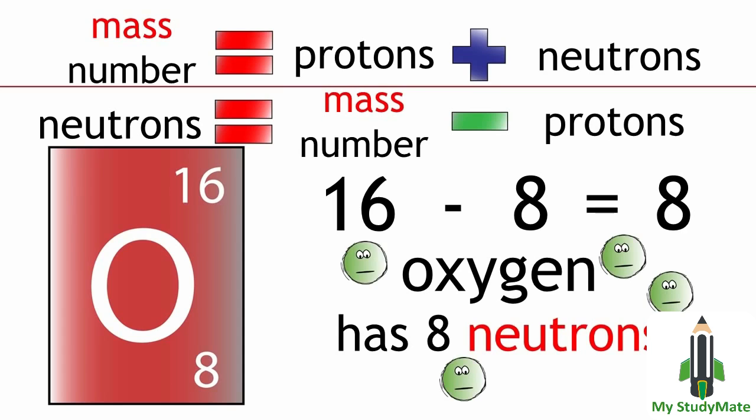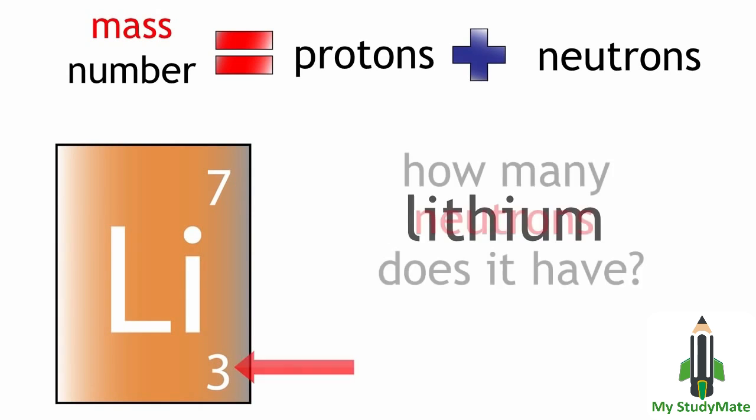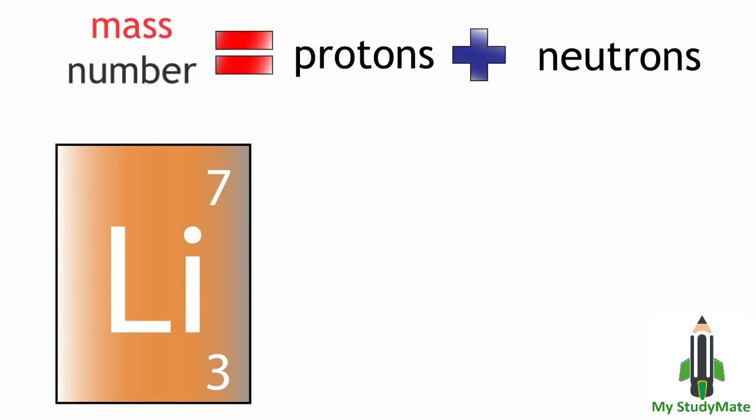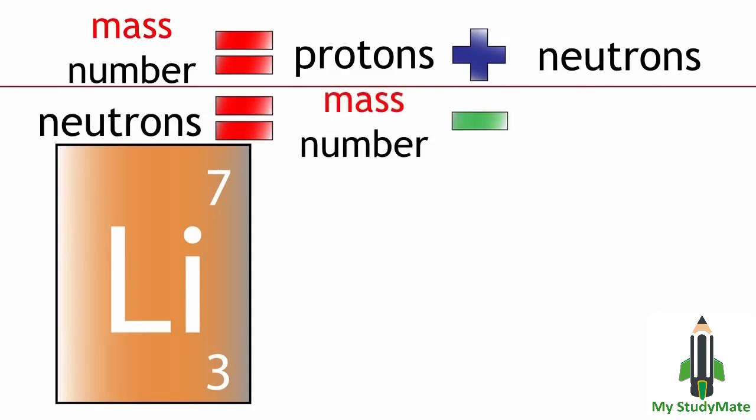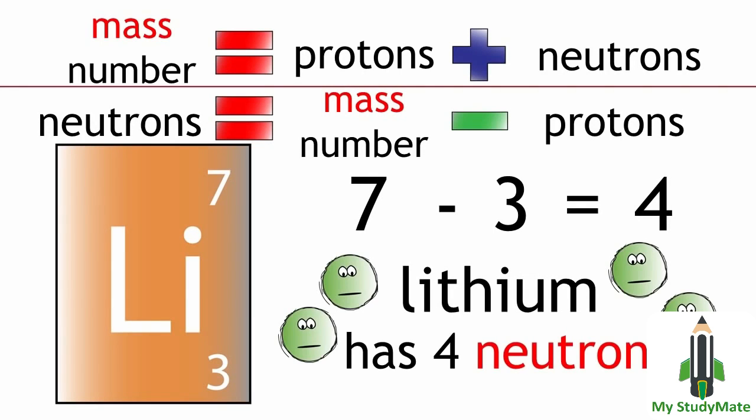Let's take another example. Lithium has a mass number of 7 and has 3 protons. How many neutrons does it have? Again, mass number equals protons plus neutrons, and we can rearrange this to show that neutrons equals mass number minus protons. So neutrons equals 7 minus 3 equals 4. Lithium therefore has 4 neutrons.